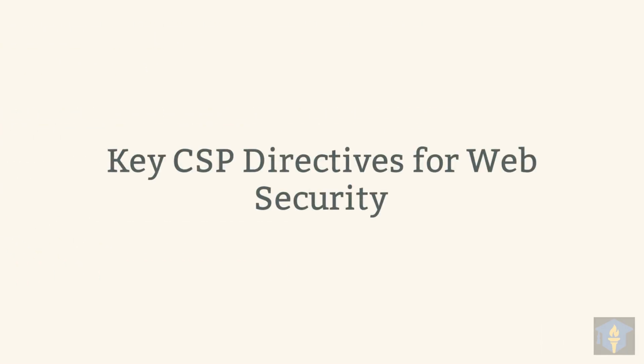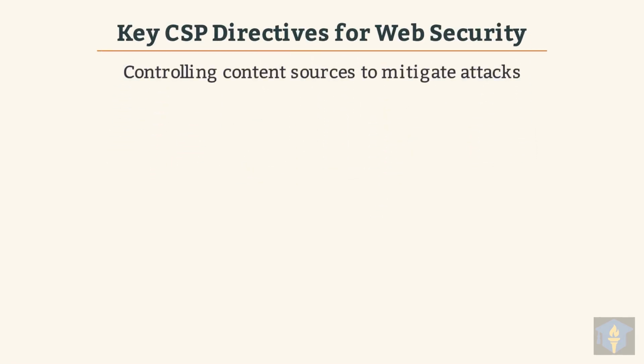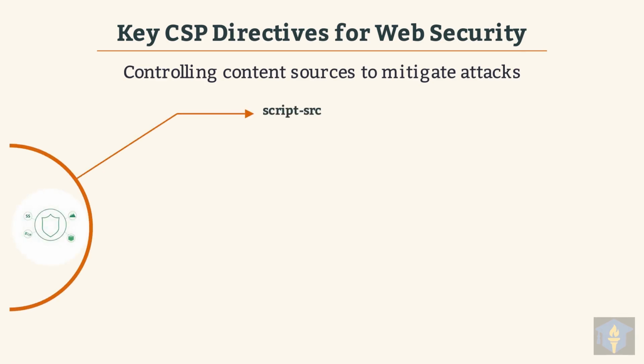Let's look at some key content security policy, or CSP, directives that are crucial for enhancing web security. These directives help control content sources, which is vital for mitigating various web-based attacks effectively. First, we have ScriptSRC, a directive specifically designed to manage JavaScript sources. It explicitly specifies all valid and trusted sources from which JavaScript files can be loaded.